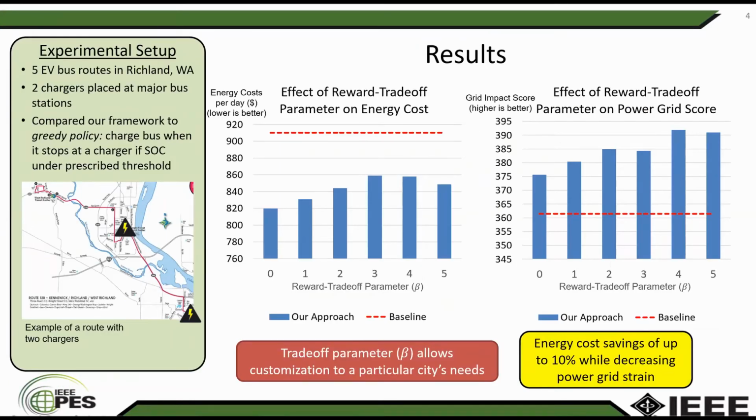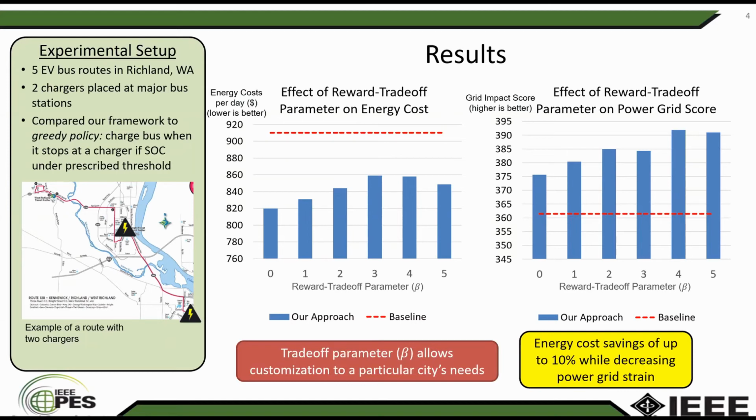To test the efficacy of our approach, we performed a case study using the transit system of Richland, Washington. We compared the results from our framework to those of a greedy policy. And what we found is that our framework can save up to 10% on charging costs while still improving the strain on the grid compared to the baseline.